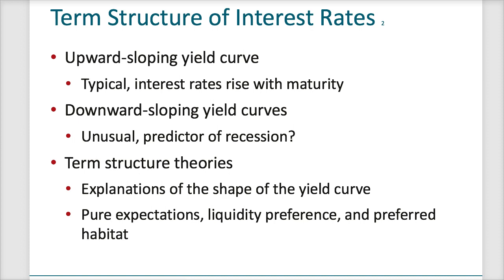Now, a more unusual state of the yield curve would be a downward sloping yield curve, which we see in the stock investing area as a predictor of recession, because these downward sloping yield curves have predicted a number of recessions pretty accurately. I think over an 80% accuracy rate. So the market gets really freaked out when you see a downward sloping yield curve.